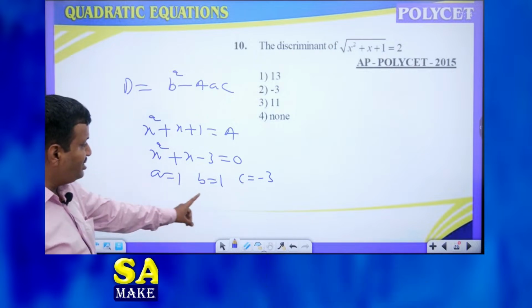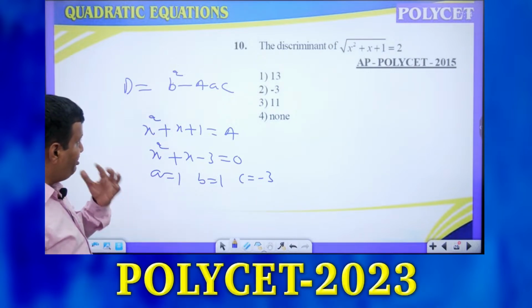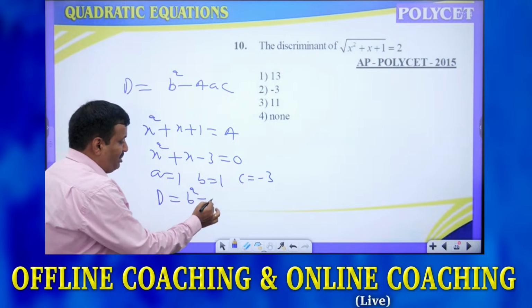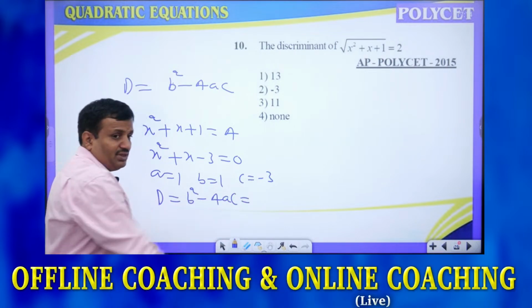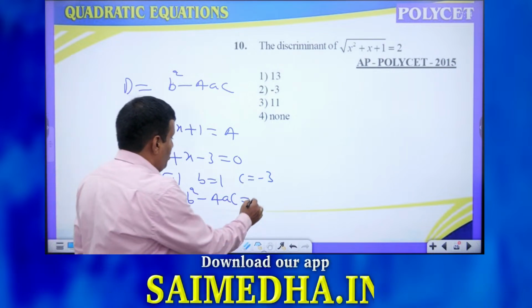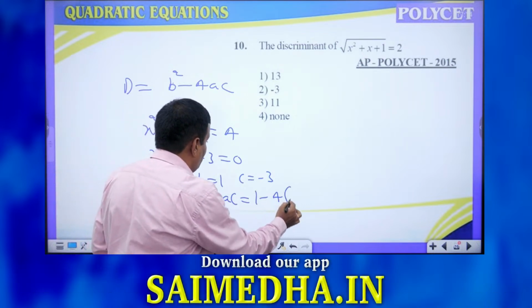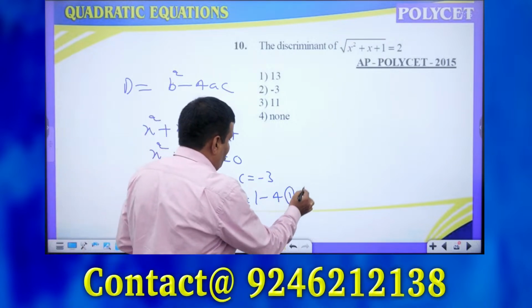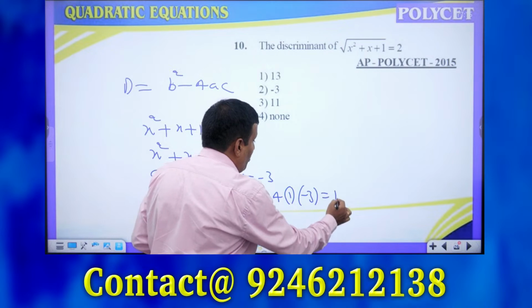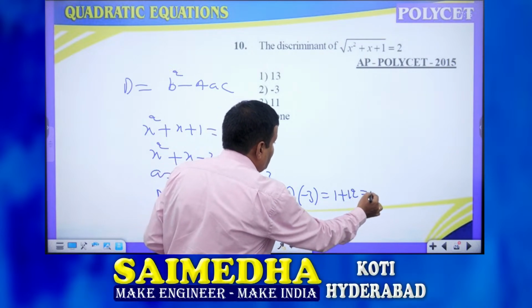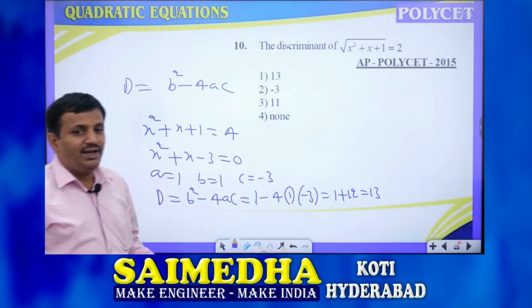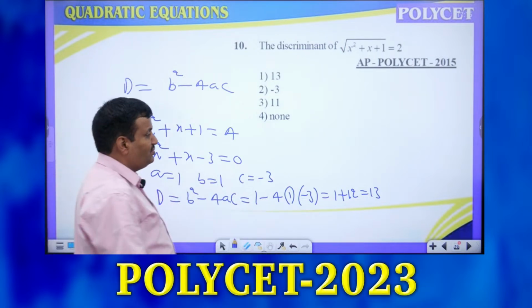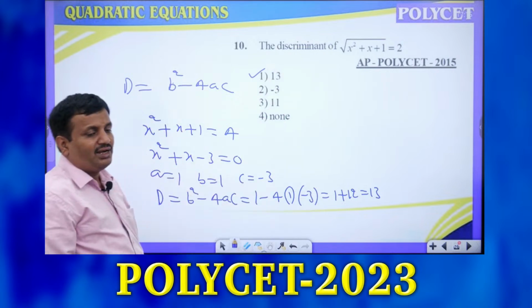So we have to be careful with these signs. A value is 1, b value 1, c value minus 3. What is the discriminant formula? b square minus 4ac. 1 minus 4 into a value 1, into c value minus 3. Overall 1 plus 12, that is 13. Discriminant is 13. Option 1 is the correct answer.